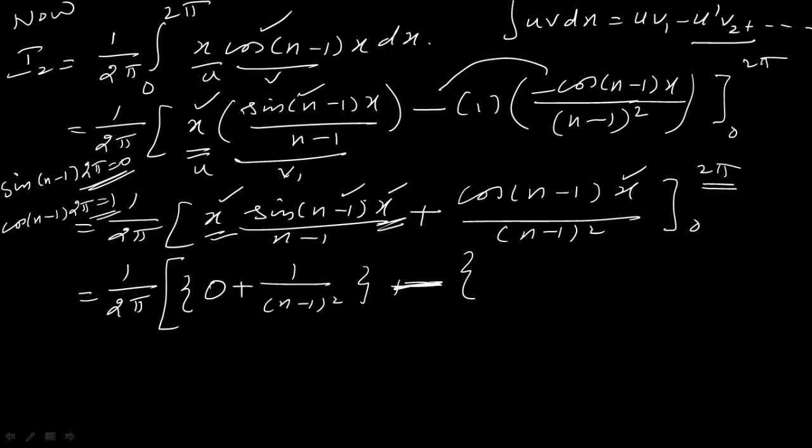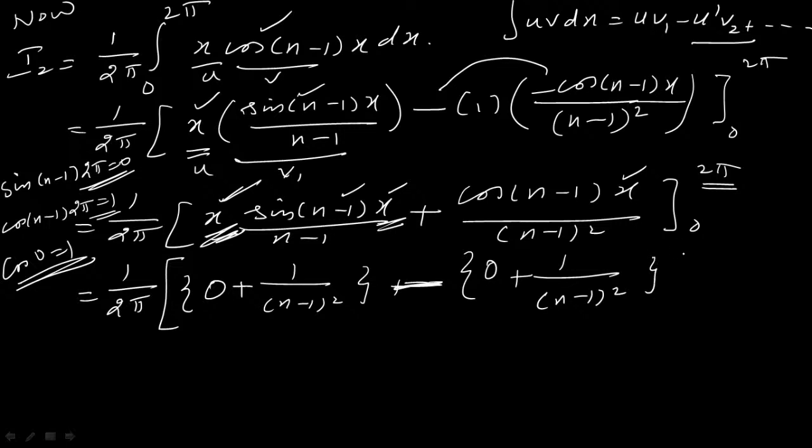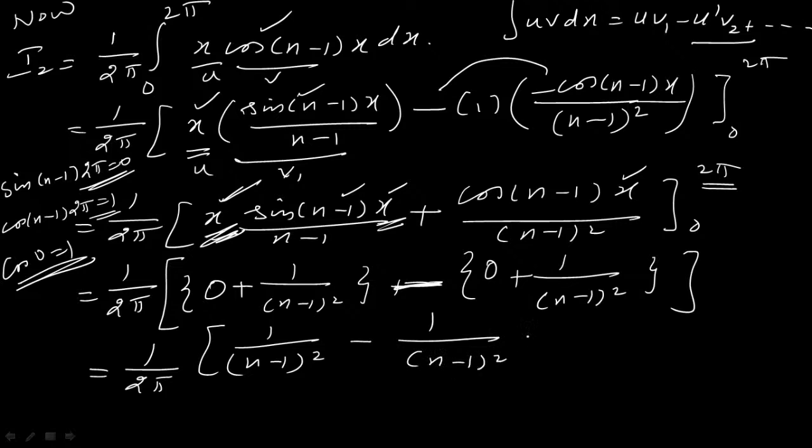Coming to the lower limit, if you replace x by 0, what happens? 0 into anything? 0. Plus cos(n minus 1)0. That is nothing but cos 0. Cos 0 value is 1. So 1 divided by (n minus 1) the whole square. That's all. So that is equal to 1 by 2 pi of 1 divided by (n minus 1) the whole square minus 1 divided by (n minus 1) whole square.